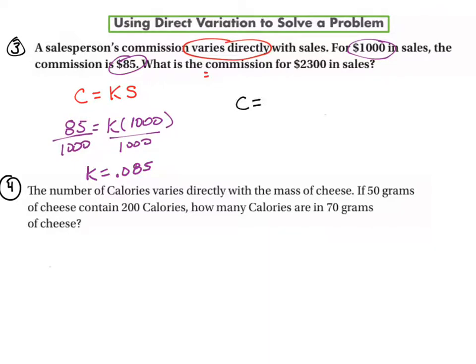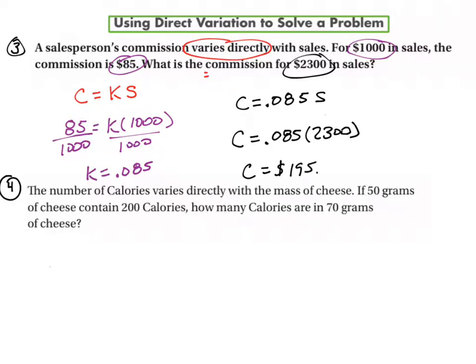So now taking that constant of variation, we can now solve the second half of this problem. Because now our equation is C equals 0.085 times S. Well, if we have $2,300 in sales, we should be able to figure out what the commission is for that. So C equals 0.085 times 2,300. Now we just need to multiply that out, and we get that our commission equals $195.50. There we go.